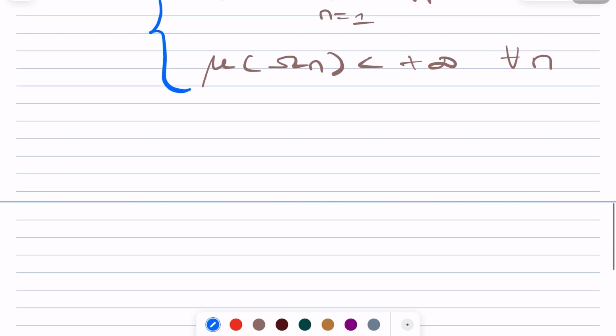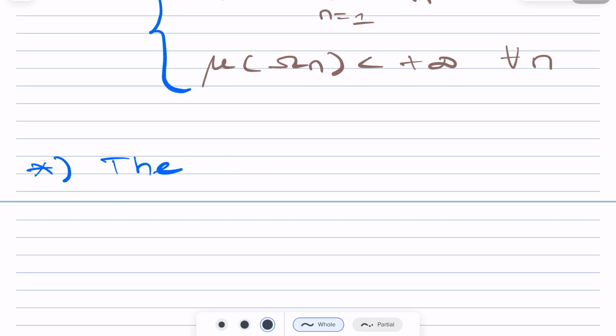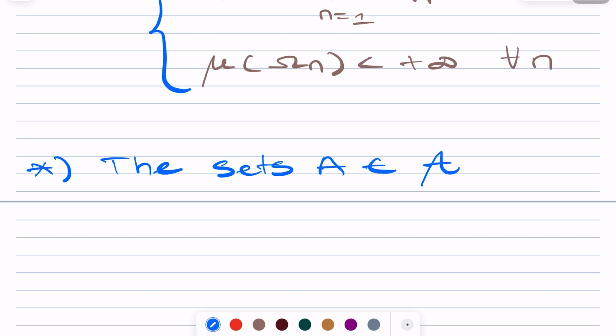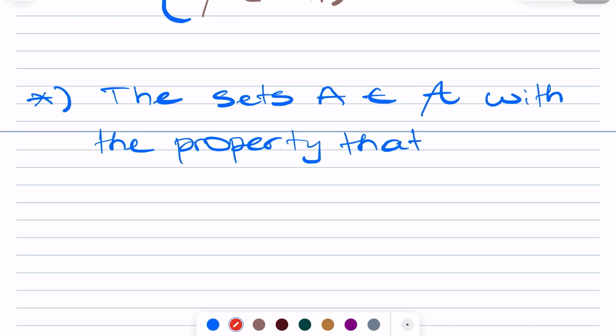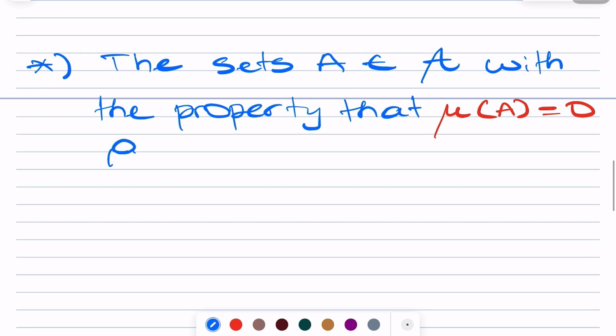Let's call it star. The collection of sets in A with the property that the measure of the set is 0 are called null sets.